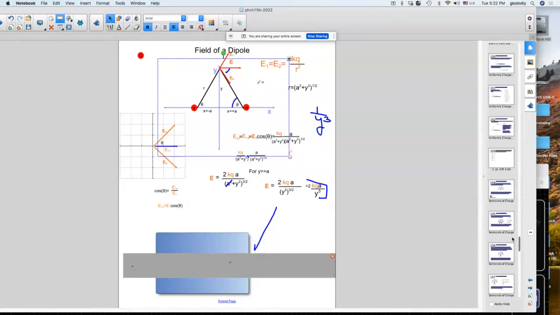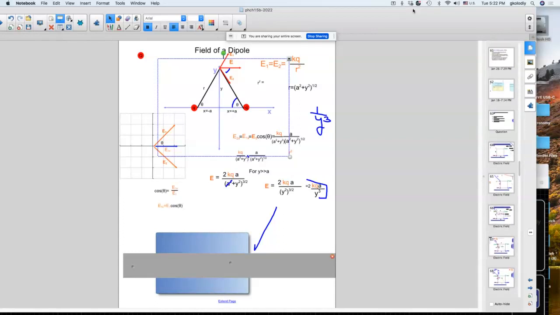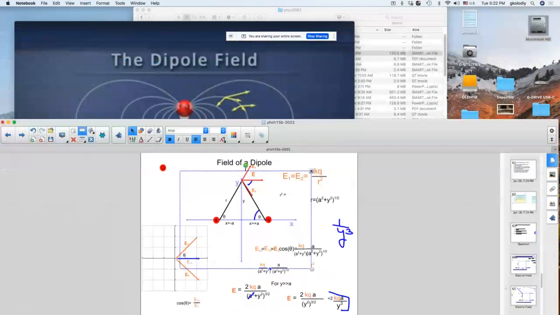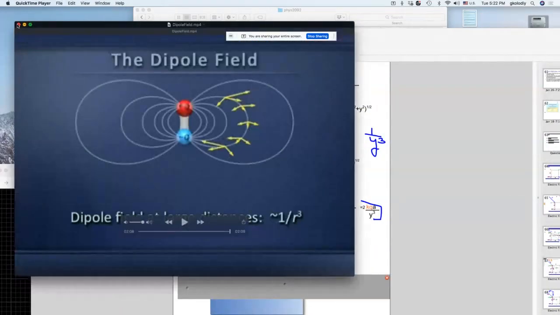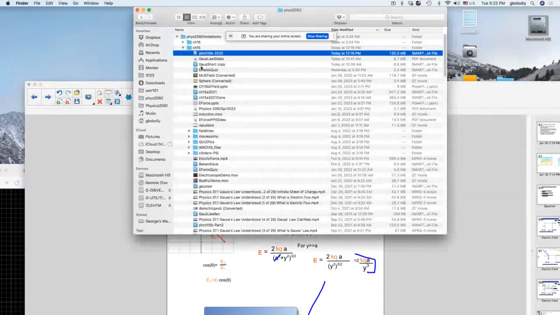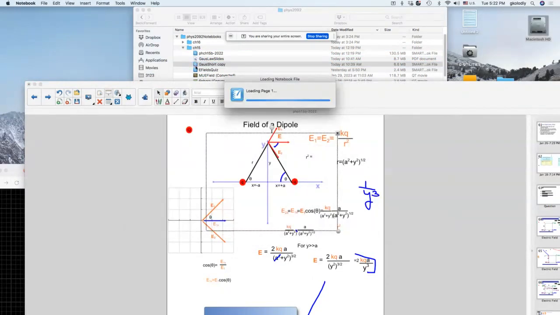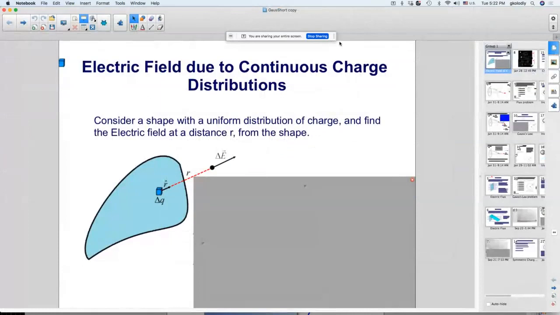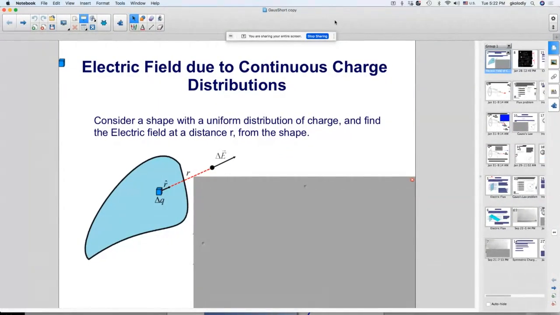So I know this was some hairy stuff here. I'm going to turn this off and talk about the end of this chapter. This will be finishing off this chapter, and we'll be talking about something called Gauss's law.